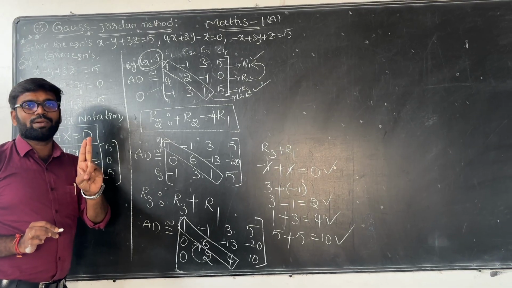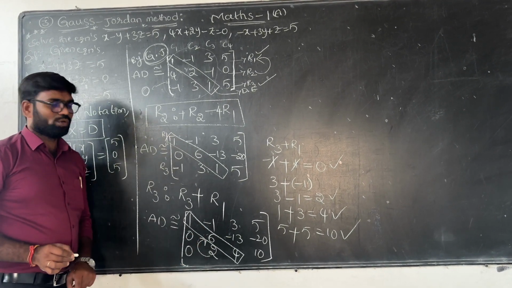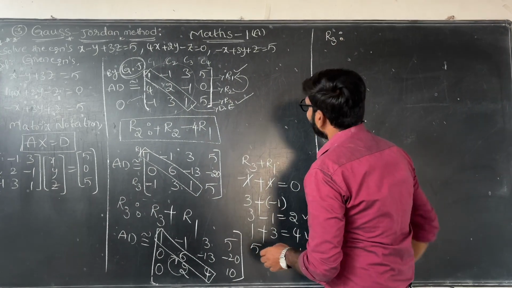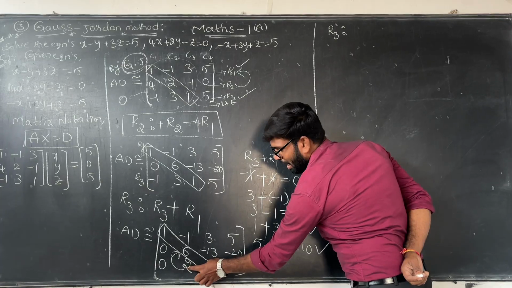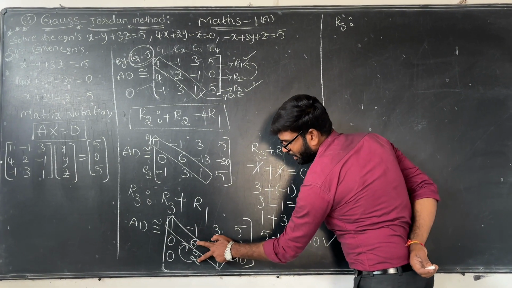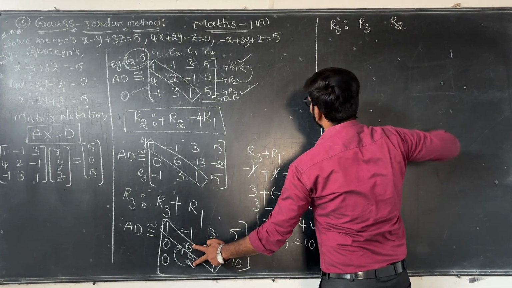In the first 2 steps we use the R1 element, but in the third step we use the R2 element. Now how to use? Now here the operation is applied for the R3 element. So the operation in between R3 and R2. R3 and R2. Okay, fine.